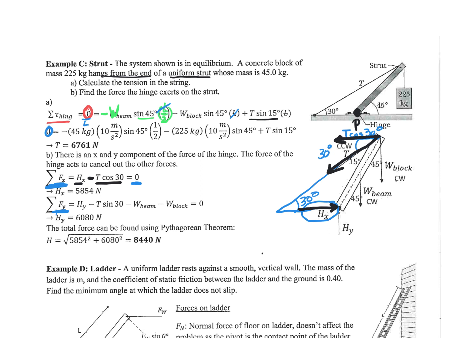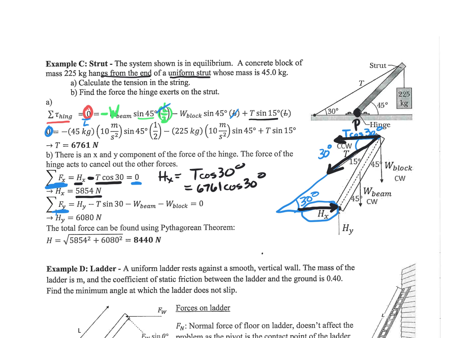So we can now actually, if it makes sense, the H component on that is only caused by the wire at the end, right? Think about it that way. So T cosine 30, we know what T is. We plug in. We know that H sub x is T cosine 30 degrees, which is 6761 cosine 30, which is 5854. Okay.